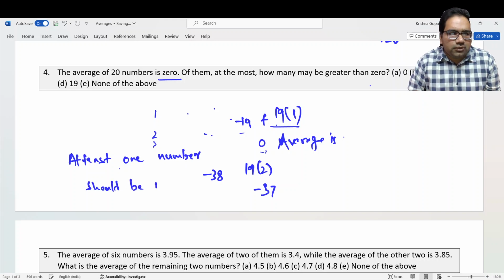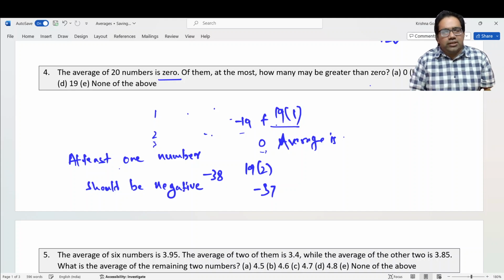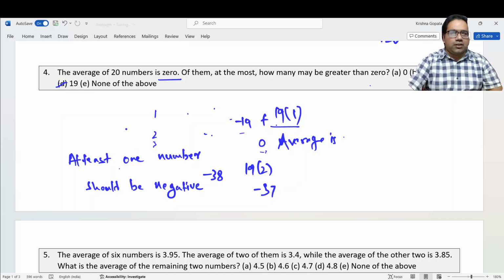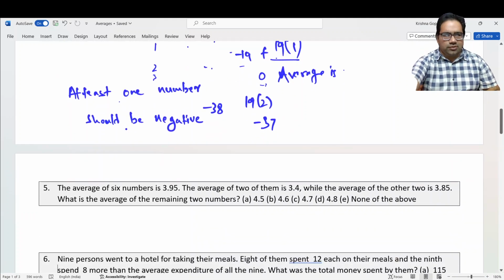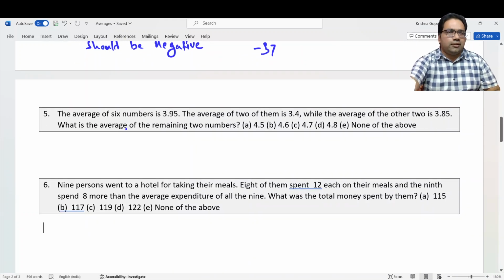So that means 19 can be positive. That we are not worried about. Okay, so 19 is the correct answer. This is also an easy problem. It is one of the previous questions. In fact, all of these are previous questions in most of the important government exams, right? Now let's solve the next one.